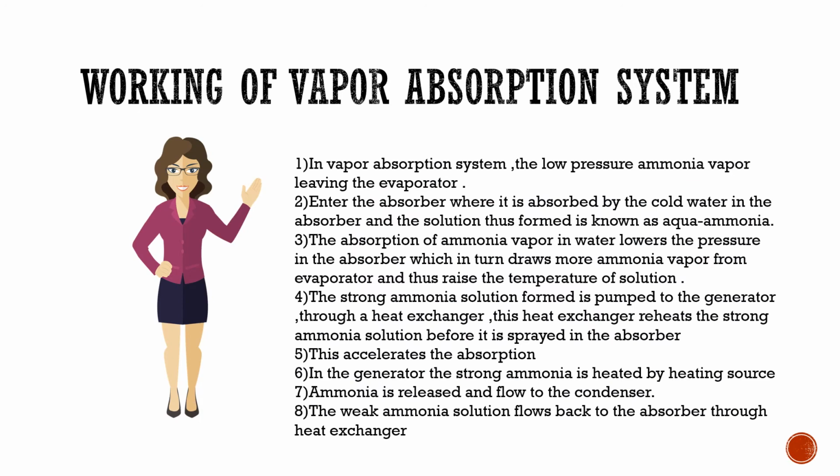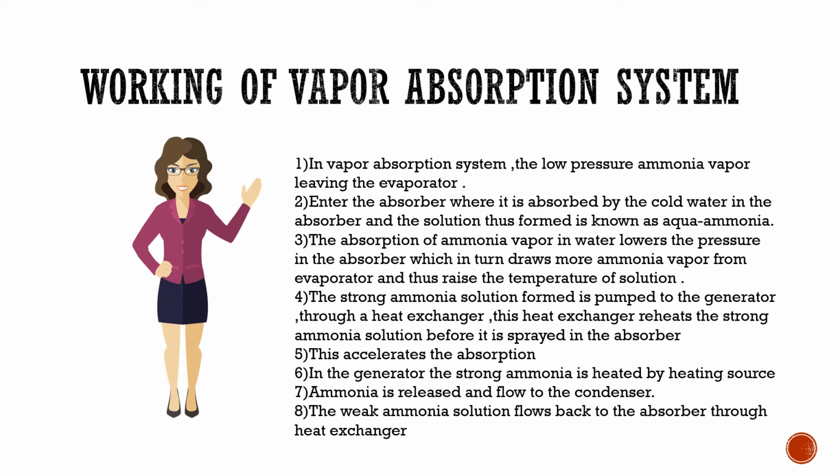Now friends, let us discuss the working of the vapor absorption system. In the vapor absorption system, the lower pressure ammonia vapor leaving the evaporator enters the absorber, where it is absorbed by the cold water in the absorber, and the solution thus formed is known as aqua ammonia. The absorption of ammonia vapor in water lowers the pressure in the absorber, which in turn draws more ammonia vapor from the evaporator and thus raises the temperature of the solution.